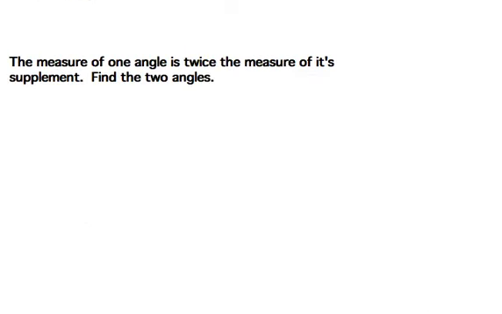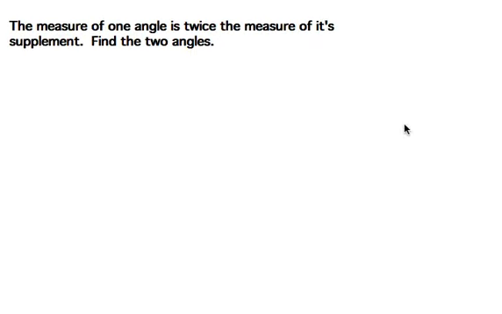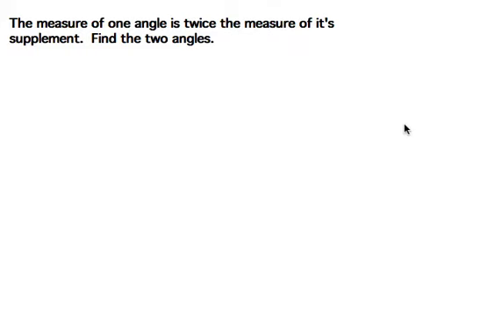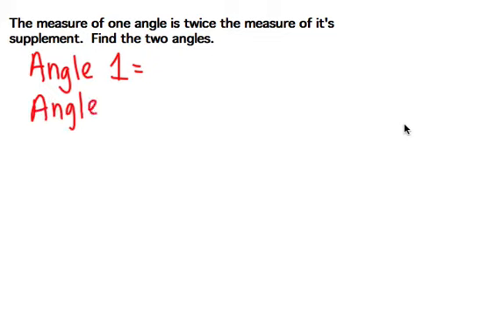All right, so this one's more a little algebraic because it doesn't actually give us many numbers. So let's look at this. It says the measure of one angle is twice the measure of its supplement. Find the two angles. So we have two missing angles. So we'll call them angle 1 and angle 2. Doesn't really matter which is which. Just have two angles. I don't know what either of them is. All right. What I do know is the measure of one angle is twice the measure of its supplement. Okay, that gives me a lot of information.